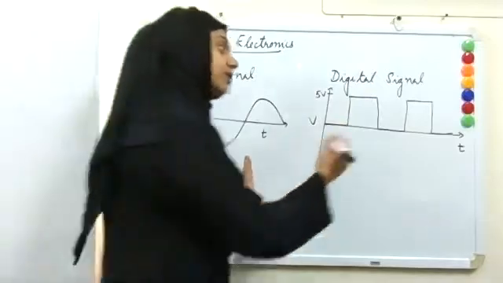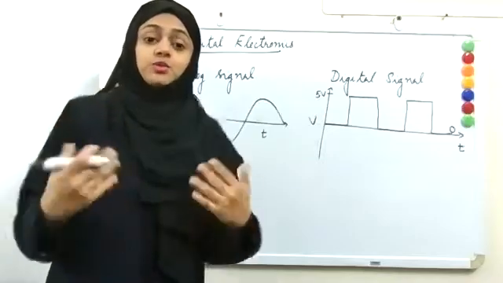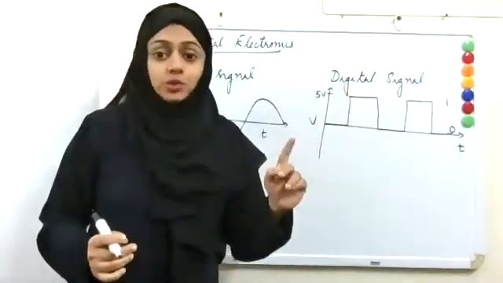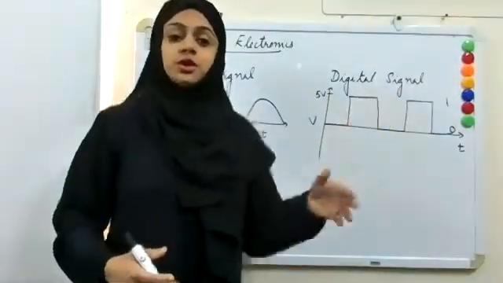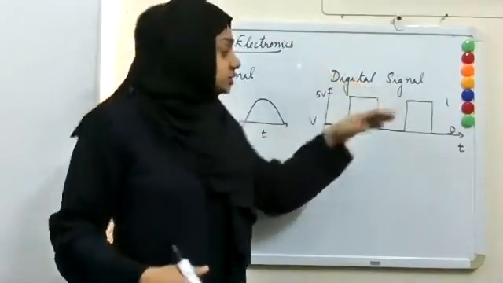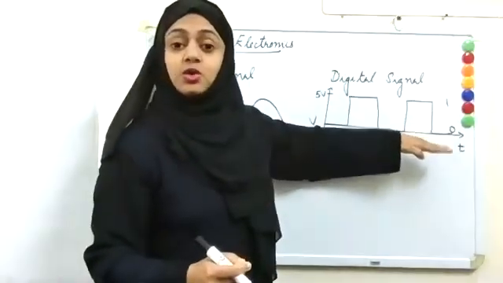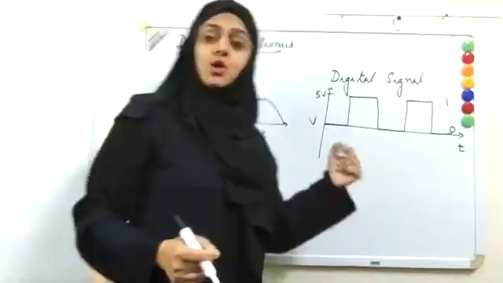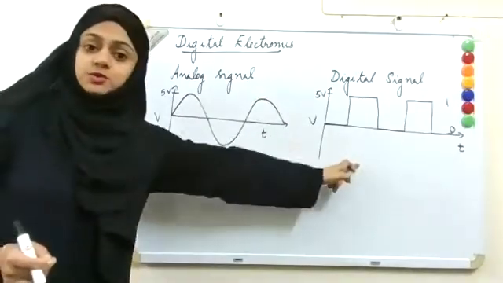Now the 0 value, we call it as 0. And the maximum value, whatever constant voltage it is, we call it 1. So 1 doesn't mean that it is 1 volt. It can be any constant voltage like 5 volts, 6 volt, 3 volt. So whatever be the highest voltage. So in a digital signal, it will just vary between the 0 value and the highest voltage value. So the digital signal will look like this, while analog signal means it is continuously varying. Is this clear to you?